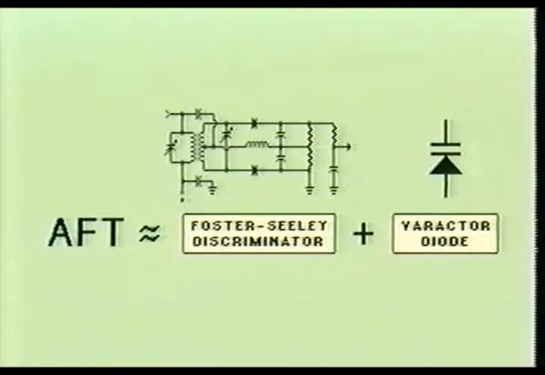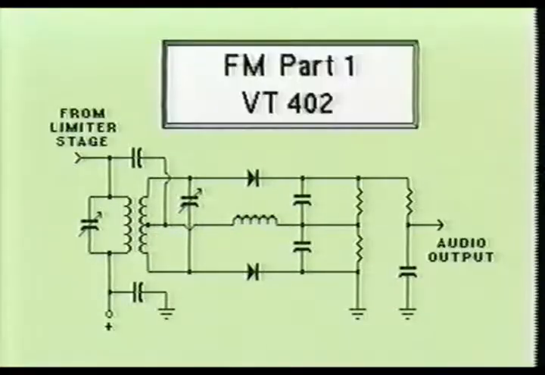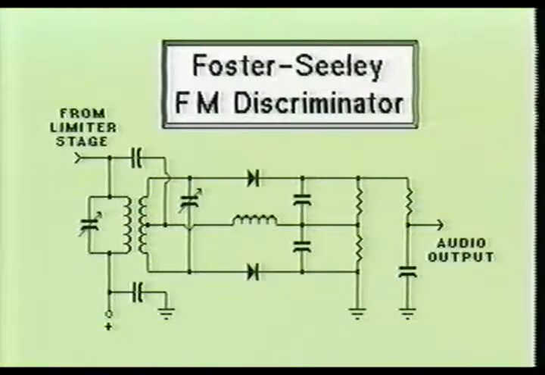AFT, or automatic fine-tuning, is basically achieved with the Foster-Seeley discriminator and the varactor diode. As you recall from UCANDO's FM Part 1 video VT402, one of the methods of demodulating FM, or detecting frequency change, is performed by the Foster-Seeley discriminator shown here.